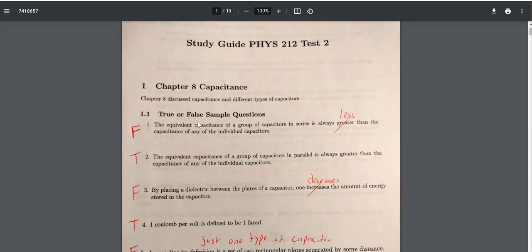So starting off here, our first question says the equivalent capacitance of a group of capacitors in series, and it should say is always less than the capacitance. So capacitors work the opposite way that resistors do. Whenever you put them in series, the equivalent capacitance has this inverse of the inverse nature. And so the resulting equivalent capacitance is less than any of the individual ones. Whereas if you put them in parallel, it's greater. The equivalent capacitance for capacitors in parallel is just the sum of all of the individual capacitances.